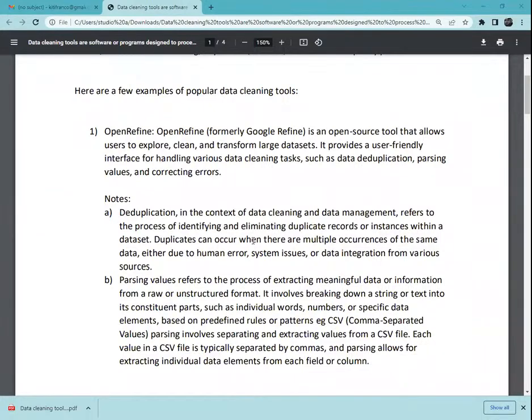So the most important, ladies and gentlemen, thing for us to appreciate here is that when we have multiple occurrences of the same data, this is what we call duplicates. And of course, duplicates must be removed. This is one of those important functionalities of OpenRefine.